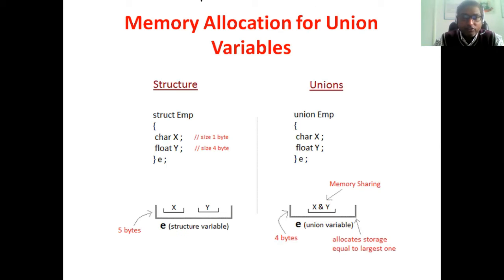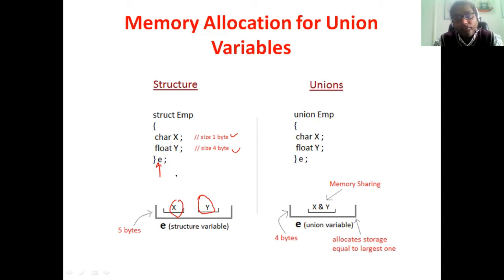So we have declared a structure emp. Under the structure emp we have two variables, character x and float y. Character requires 1 byte and float requires 4 bytes. Once you create a variable e of this structure, separate memory locations are reserved for the two members, one for x and another for y. If you create one more variable e1, then for e1 also a memory location is reserved for x and another for y.